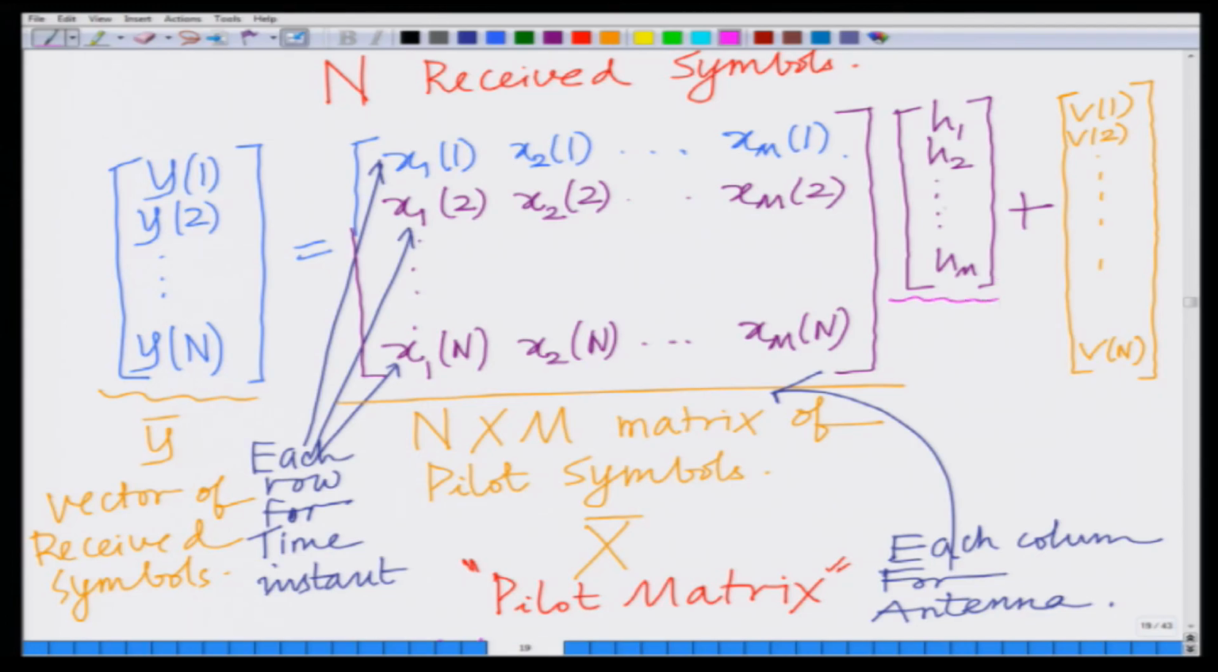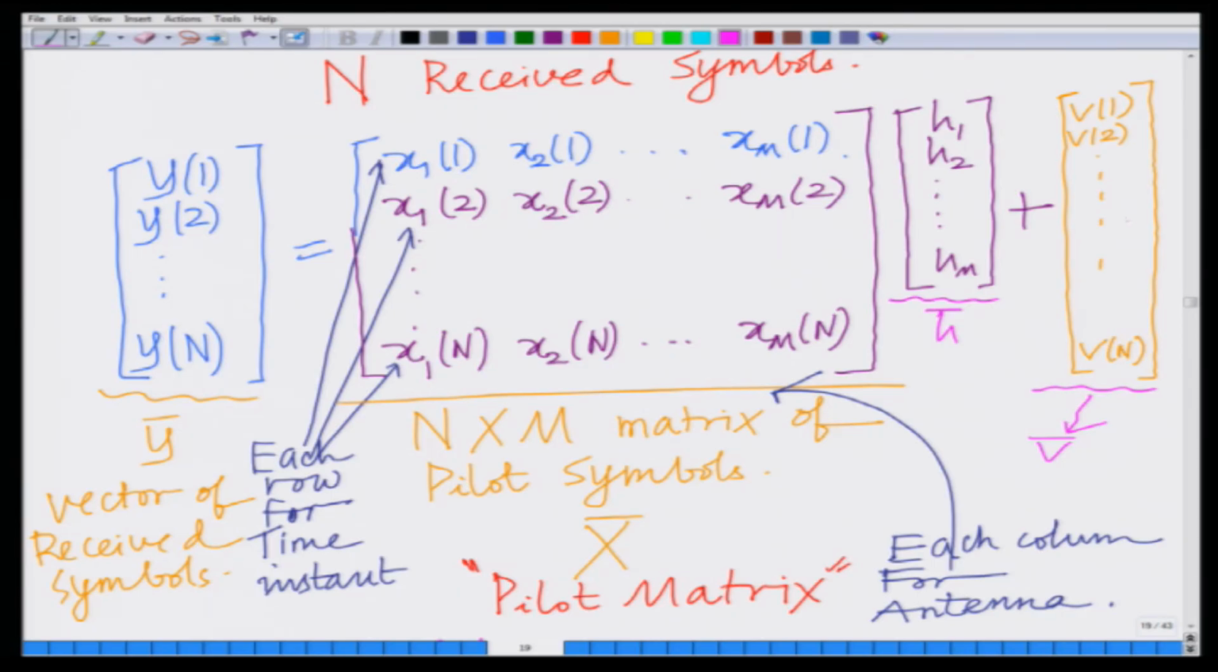This is h1, h2, hm, which is the channel coefficient, the channel vector h bar. This is the noise vector v bar, which contains the n noise coefficients v1, v2, vn, corresponding to the n received samples y1, y2, yn.